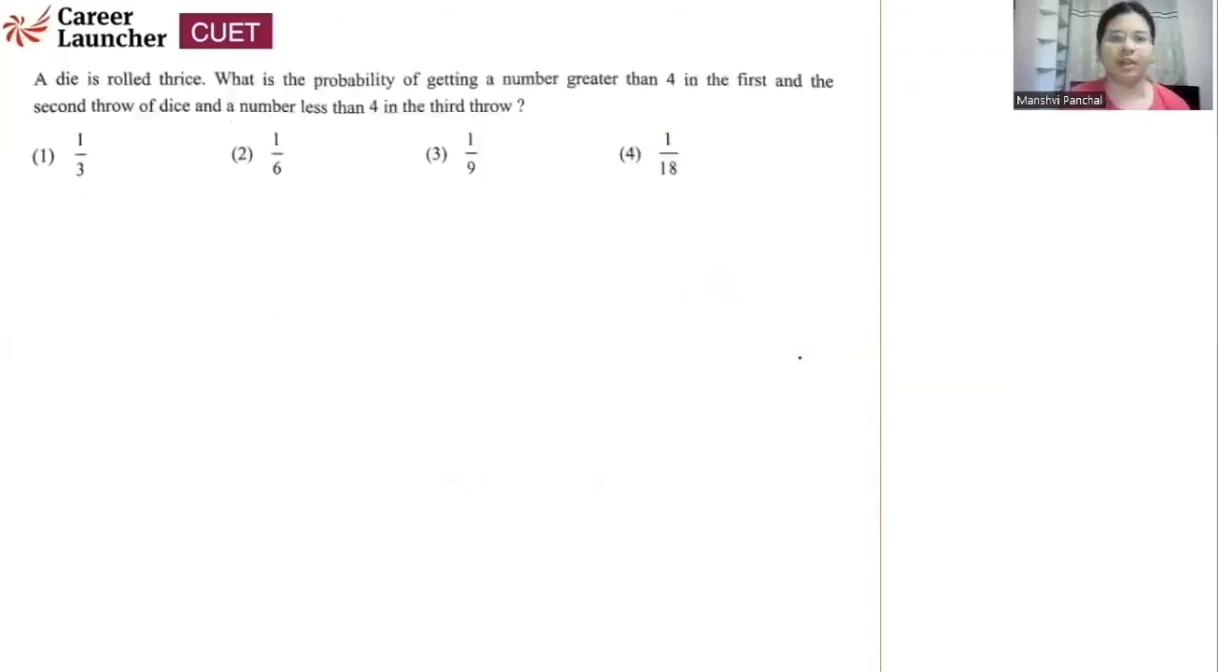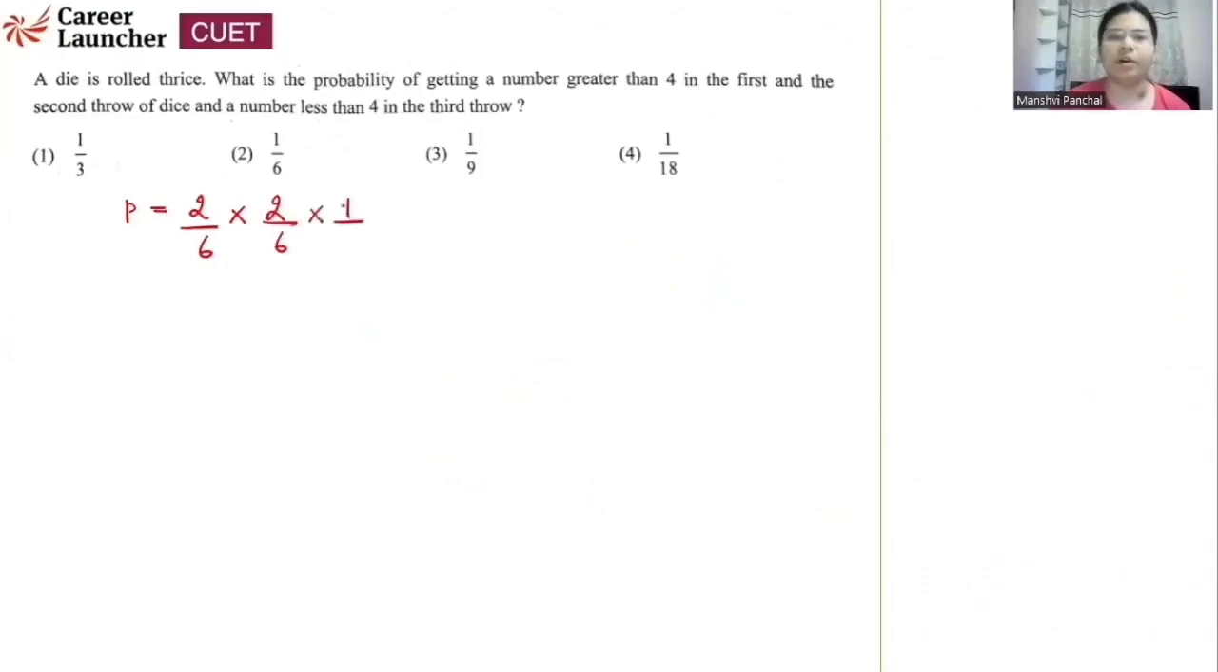Okay. Now we have question number 5. A die is rolled thrice. What is the probability of getting a number greater than 4 in the first and the second roll of the die and a number less than 4 in the third roll? So the probability will be, if we are getting a number greater than 4 in the first roll, it means there are two numbers greater than 4. So 2 by 6 into, in the second roll also 2 by 6 into a number less than 4.